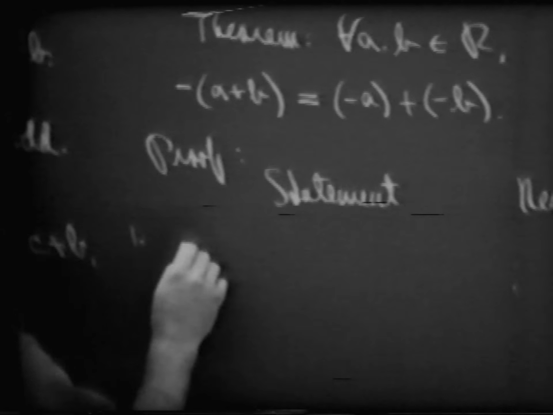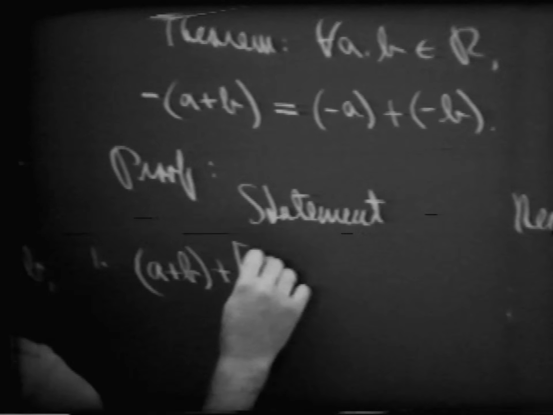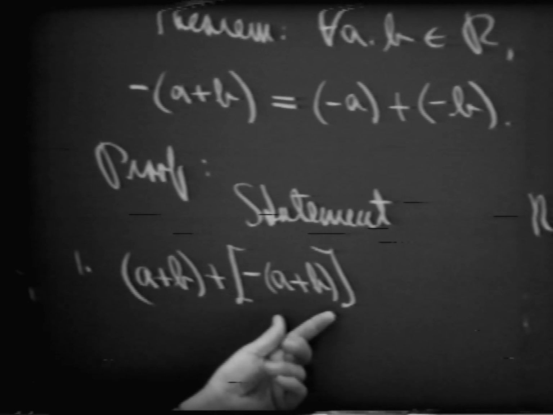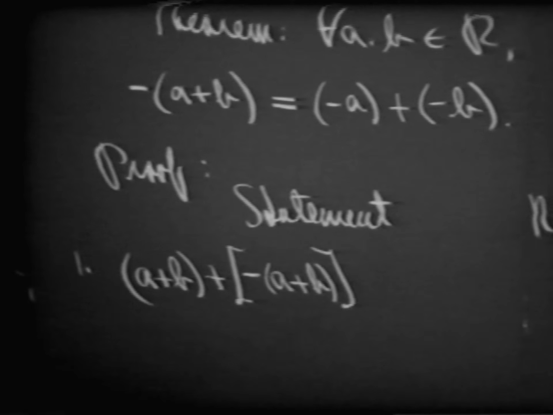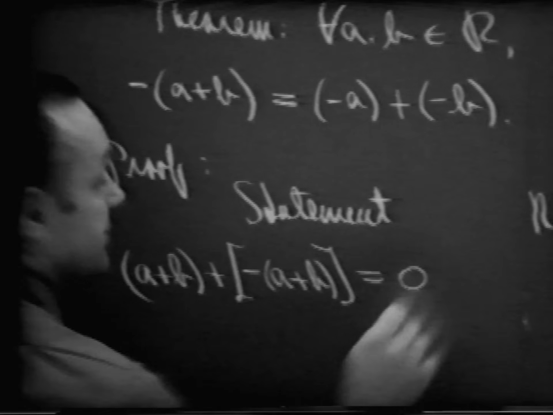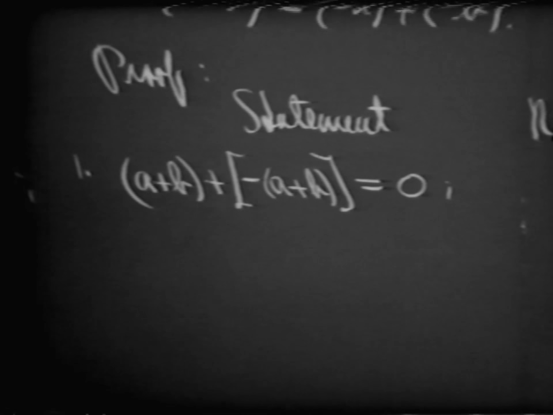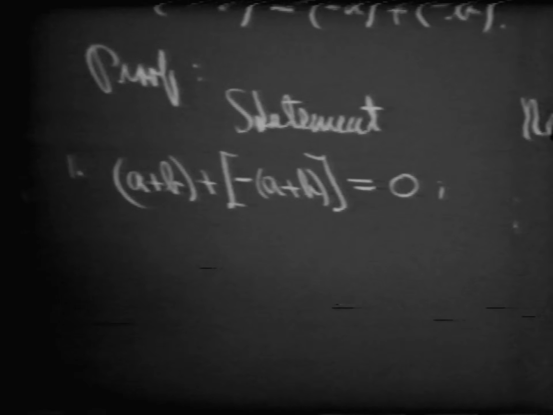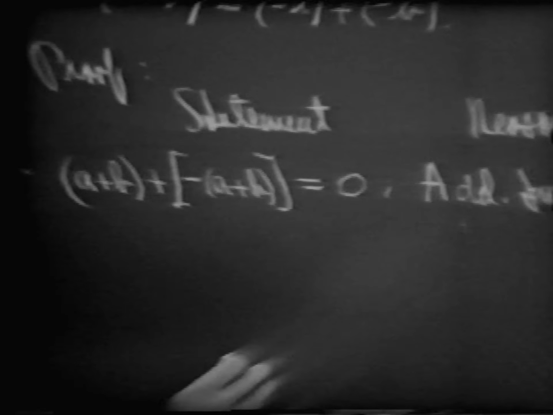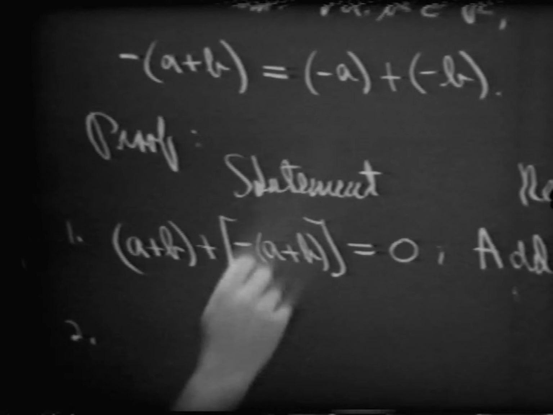Well, let's see now. Suppose we had a plus b, all right, plus the opposite of a plus b. Now, think of this as x plus the opposite of x. And for every real number x, you know that x plus the opposite of x is equal to what? Is equal to 0. And what reason can we give for this? This is our, Bill? Axiom of additive inverse. This is our additive inverse, okay? Additive inverse axiom.